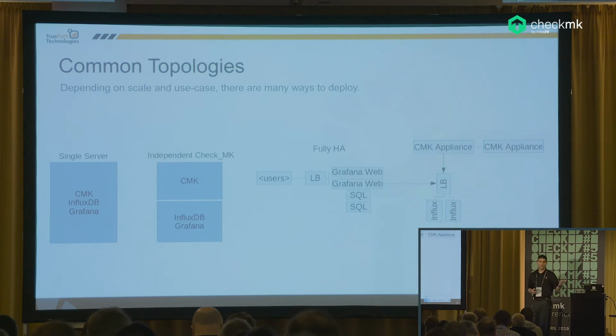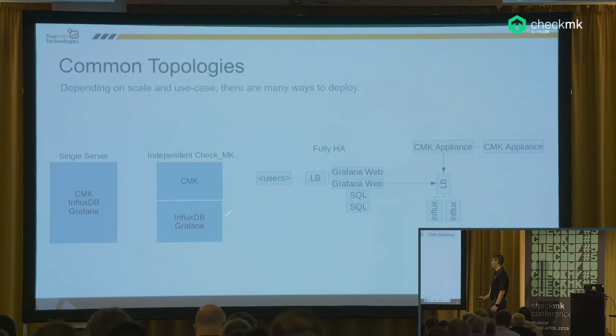Okay, how many servers do we need? How do we architect this? Very simply, we can take it and throw everything onto a single server. Easy as that. We've got Checkmk, InfluxDB, Grafana all sitting on here. We can break it up.